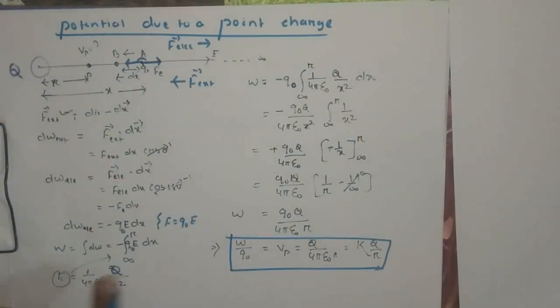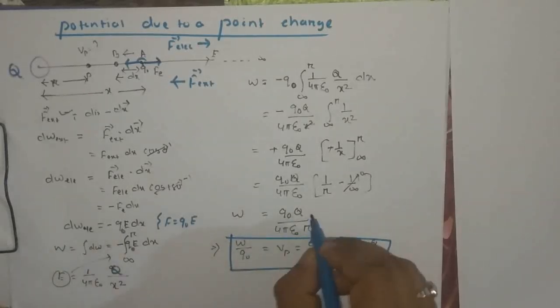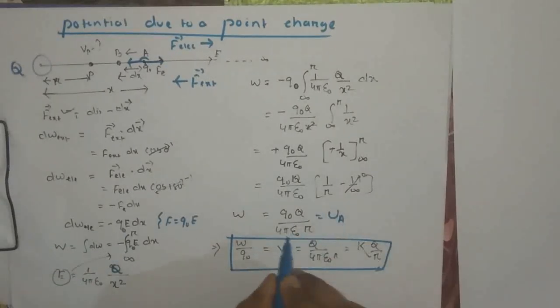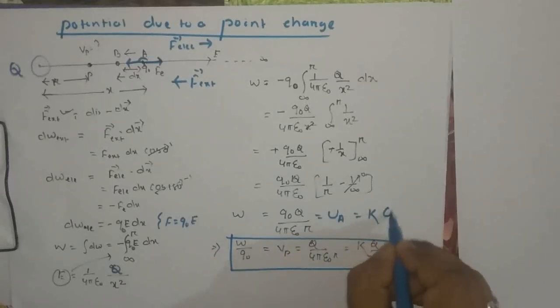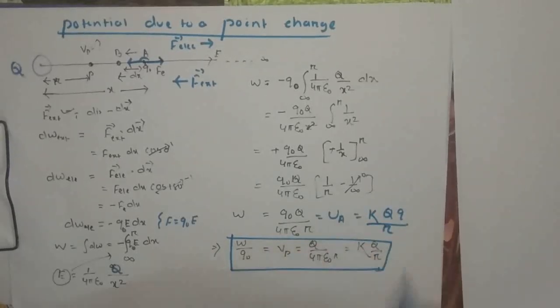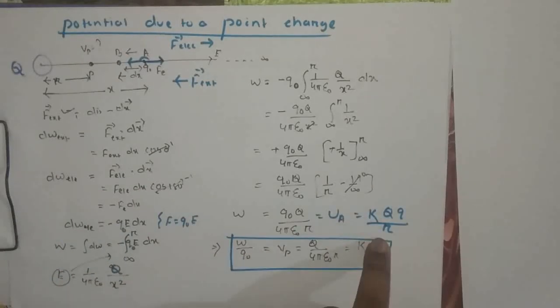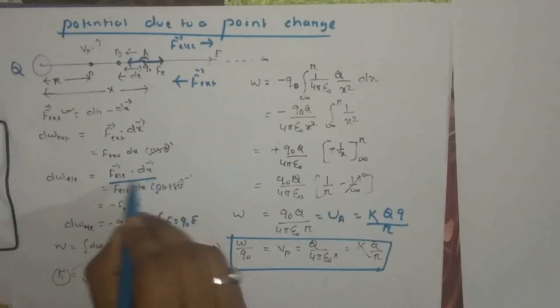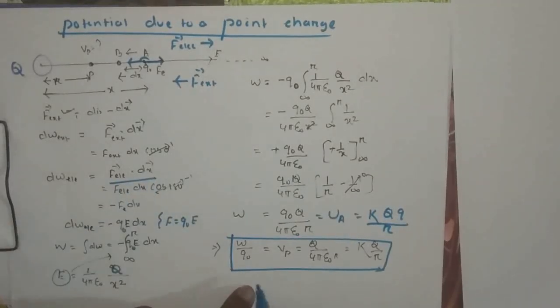In the electric field intensity case it was KQ by R square. And what we got here is nothing but potential energy, equal to KQq by R. Like force is KQq by R square, in this case it is KQq by R. Remember, since work done is scalar, this is a scalar quantity.